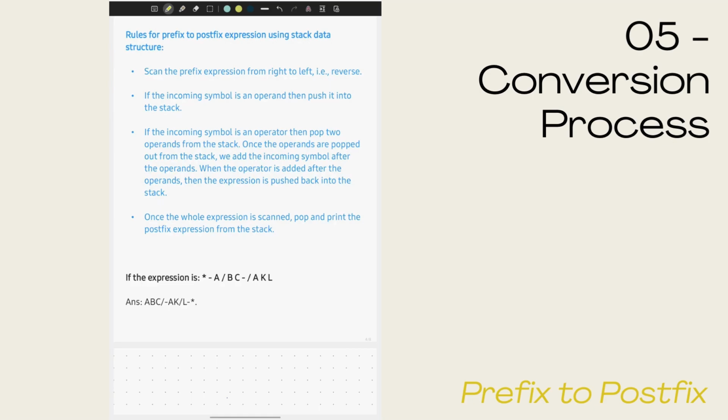So these are the rules for prefix to postfix conversion using stack data. First, we scan the prefix expression from right to left, i.e. reverse of the expression. Then if the incoming symbol is an operand, then we push it into the stack. But if the incoming symbol is an operator, then we pop two operands out of the stack. And once it is popped from the stack, we add the incoming symbol after the operands. When the operator is added after the operands, then the expression is pushed back into the stack. Once the whole expression is scanned, pop and print the postfix expression from the stack.